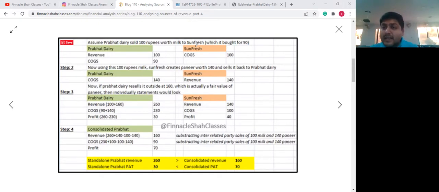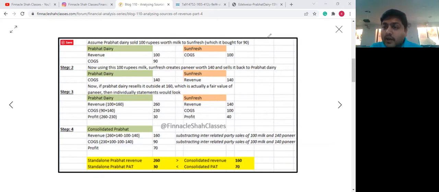Now, in case of VIP, which we studied in lecture 9, VIP Industries India, the parent company, wasn't selling anything to the Bangladesh subsidiaries. There was only an upstream transaction from the Bangladesh subsidiaries to VIP India. So there was only an upstream transaction which was playing magic there. But in case of Prabhat Dairy, it's both upstream as well as downstream. So hopefully that clears the picture for you guys.